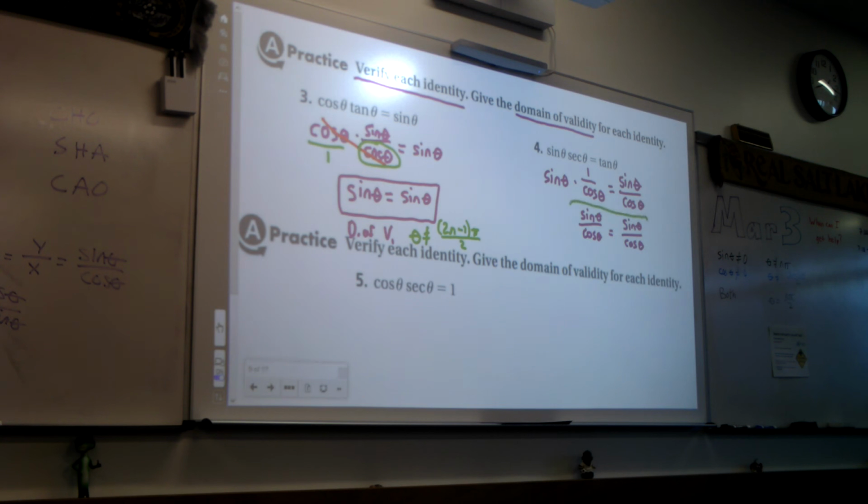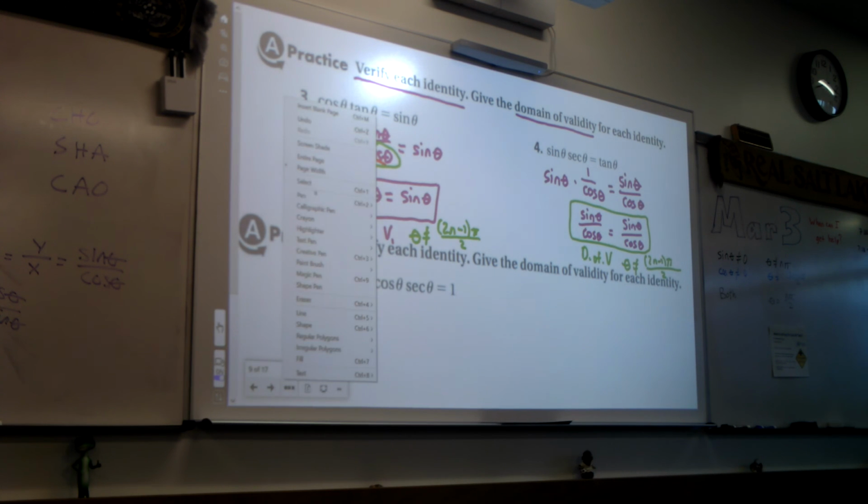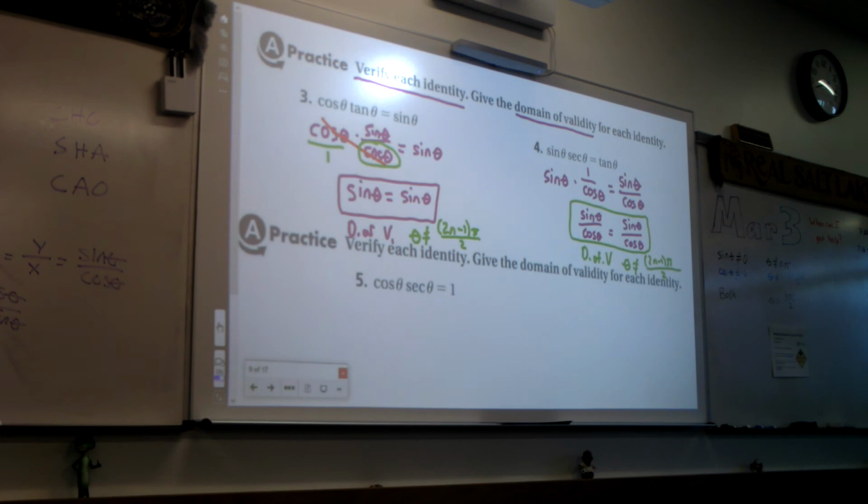Great. Now what about the domain of validity? So since cosine is in the denominator, it means it's the 2n minus 1 pi halves. So theta cannot be those odd multiples of pi halves. So once again we saw cosine. Nice job, Hiram.